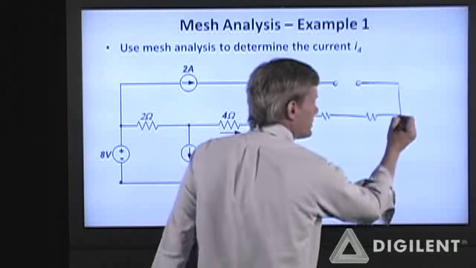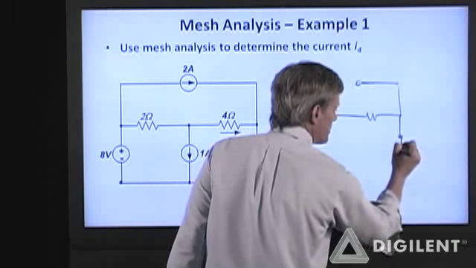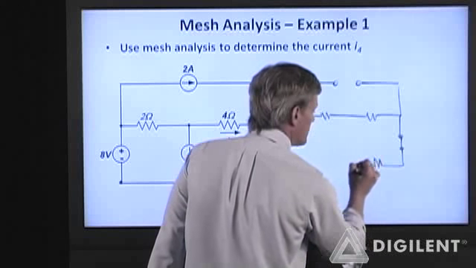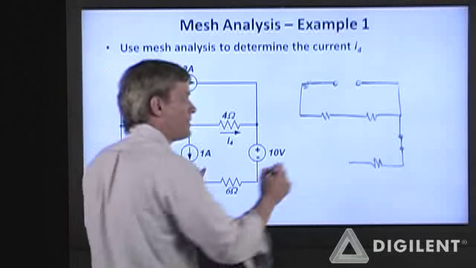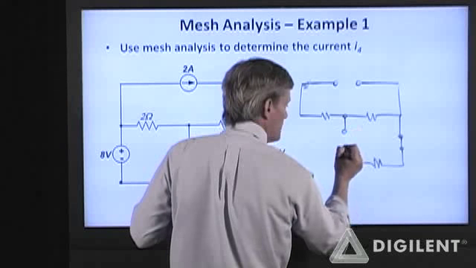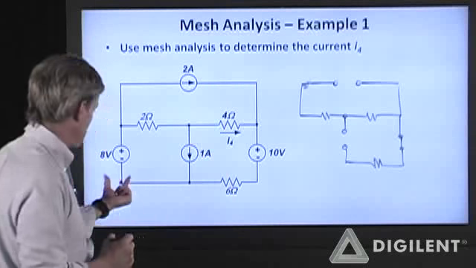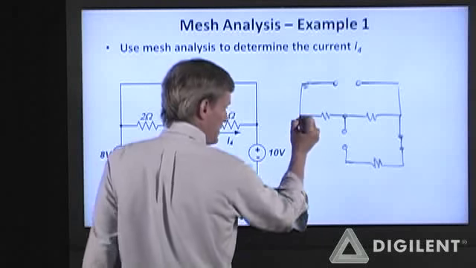This 10 volt voltage source becomes a short circuit. This resistor doesn't change. This 1 amp current source becomes an open circuit. And this 8 volt voltage source becomes a short circuit.